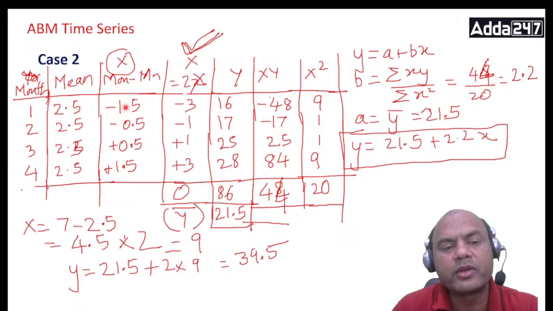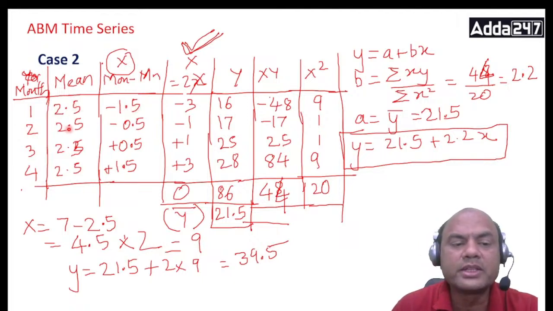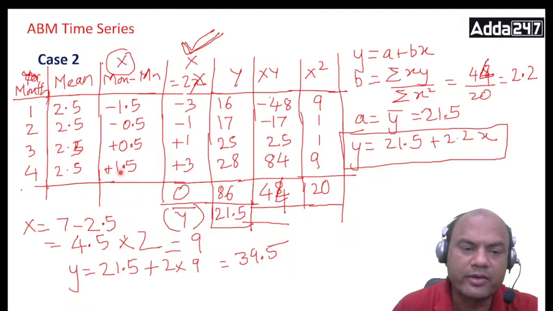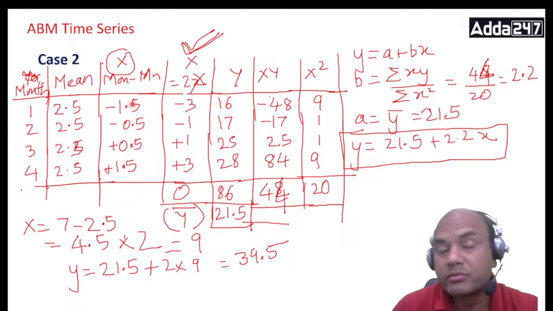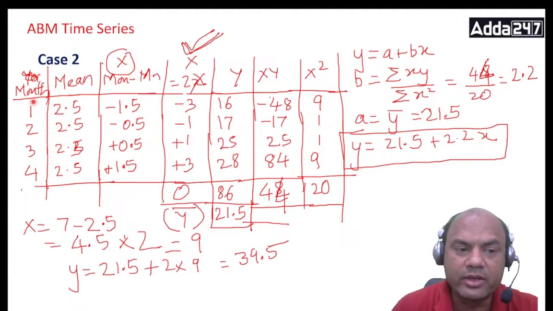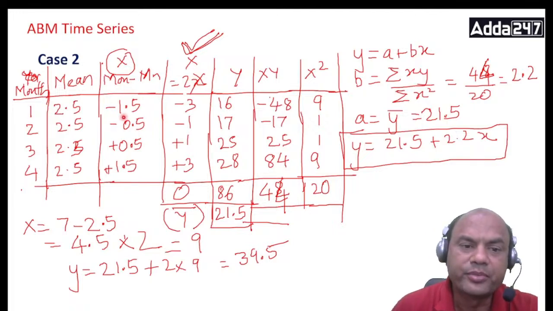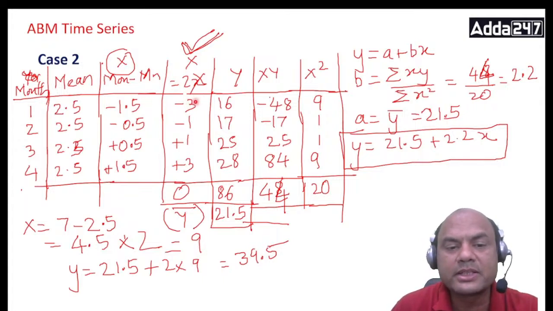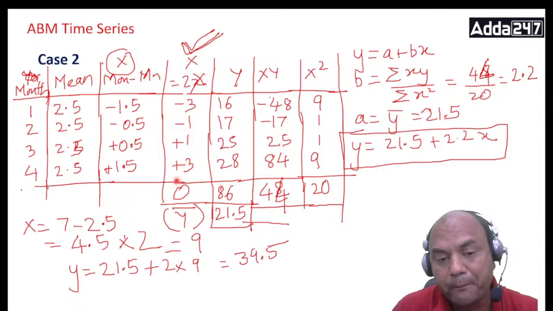1 minus 2.5 is minus 1.5. 2 minus 2.5 is minus 0.5. 3 minus 2.5 is plus 0.5, and plus 1.5. Now what did we say? Whenever the number of n is even, multiply by 2. So we'll multiply by this 2 over here. So minus 1.5 into 2, so it becomes 2x. 2 into 1.5, that is minus 3. Here minus 1, plus 1, plus 3. Do the addition. Summation x is 0 again.